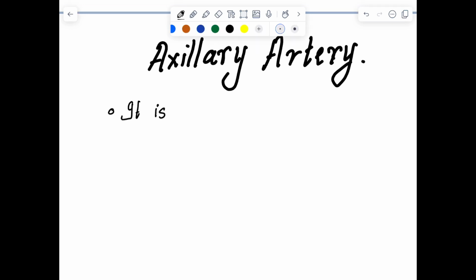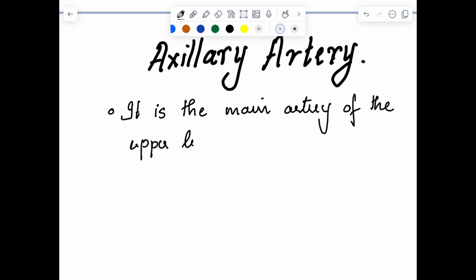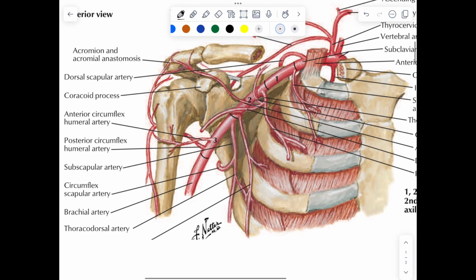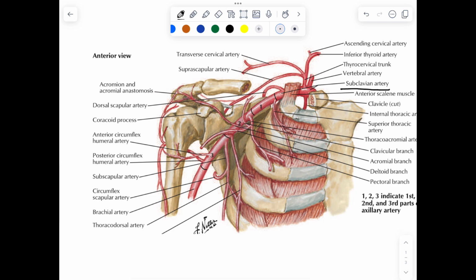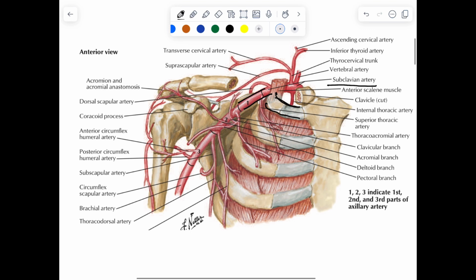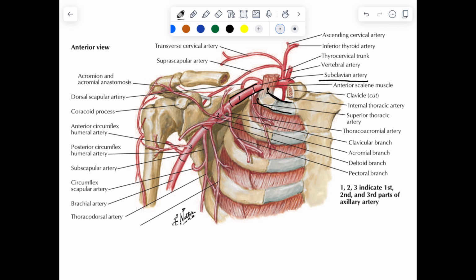The axillary artery is the main artery of the upper limb, alright? This axillary artery is actually a continuation of the subclavian artery. At the outer border of the first rib, the subclavian artery will continue down as the axillary artery. And at the lower border of the teres major muscle, it will become the brachial artery. And at the neck of the radius, the brachial artery will divide into the radial and ulnar arteries. So this is the framework that you have to remember.